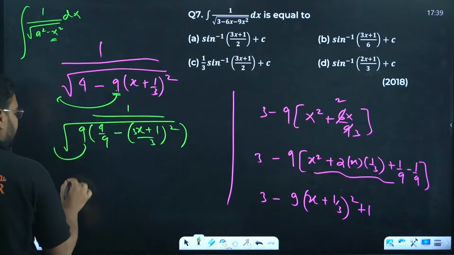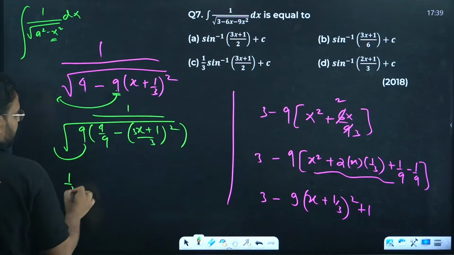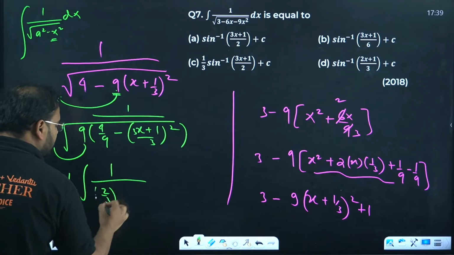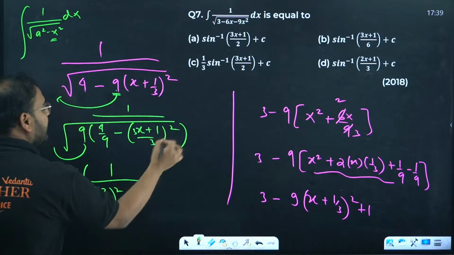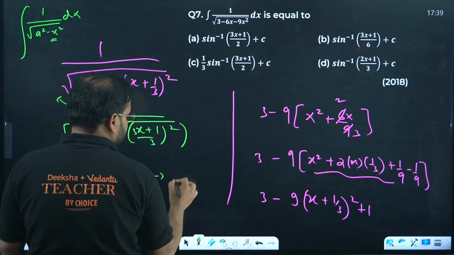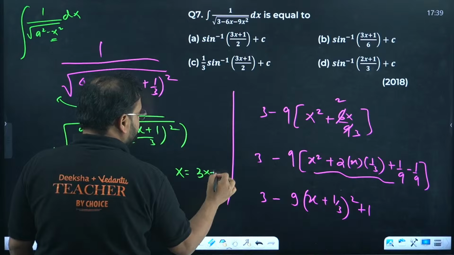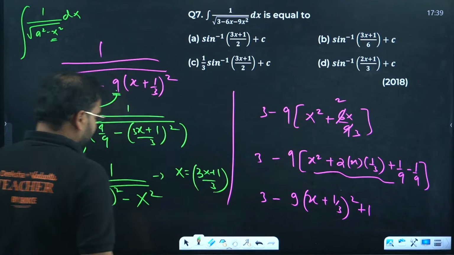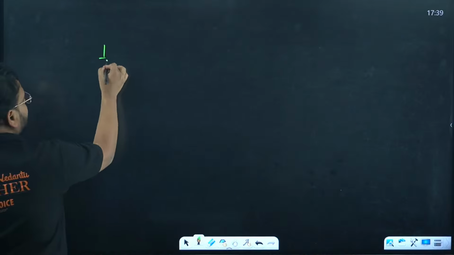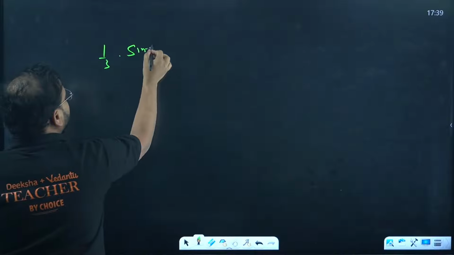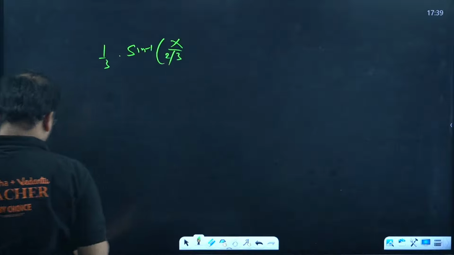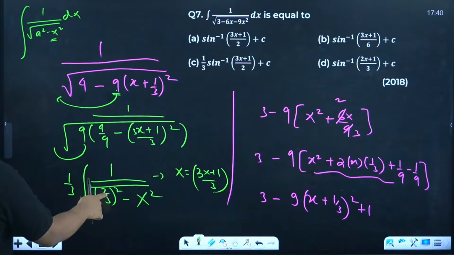Now take 9 also outside, we get 1 by 3. Okay, 9 comes out as 1 by 3, and now we have integration. Have a look. I'll just transform this, 2 by 3 the whole square, and over here simply I can replace this with one value x square in the root, and the answer is what, sir? Basically I've taken x value as 3x plus 1 by 3. I've taken this as x, so you can write the answer from here. You'll have the answer like this: 1 by 3 and sine inverse of x by, what was it, 2 by 3? X by 2 by 3, I guess.